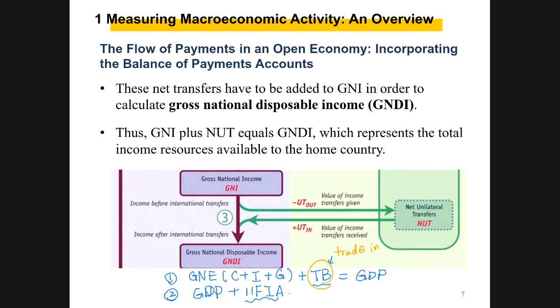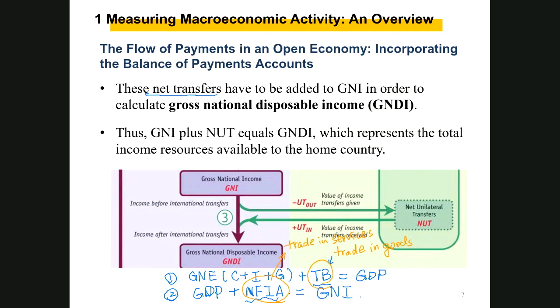In goods. This is the trade in services. Usually it's the labors, right? NFIA. So this is equal to the gross national income. Okay? And the third layer is the transfer, right? Like the gift you get, the net gift you get, or you give into the other country.